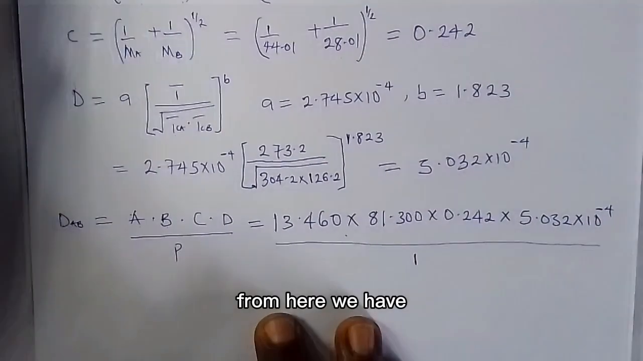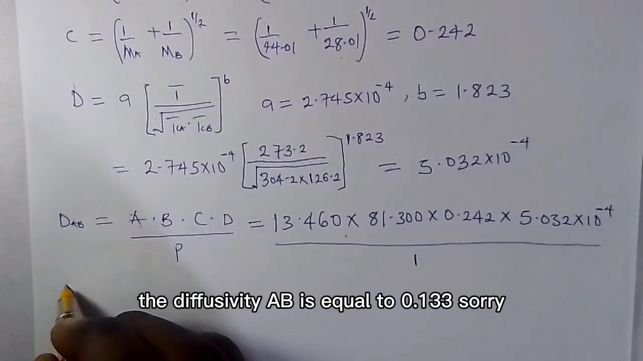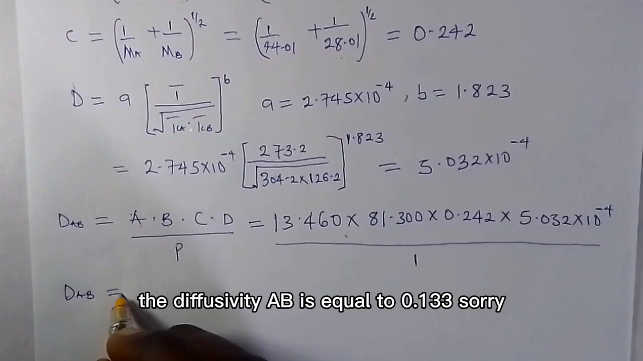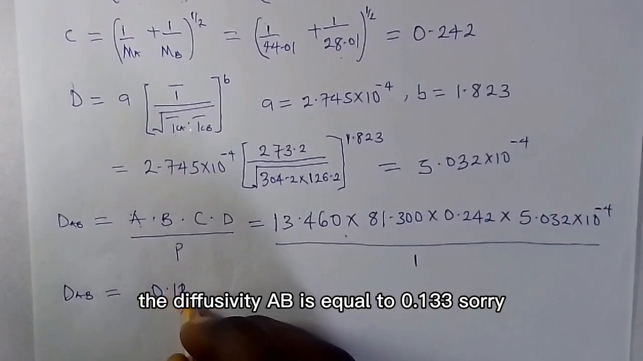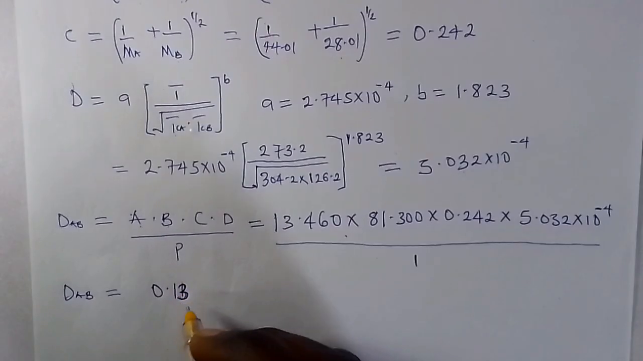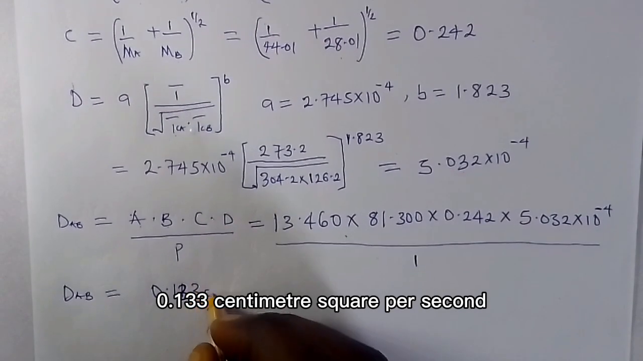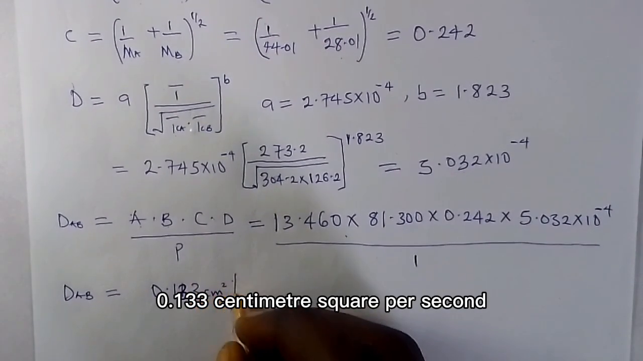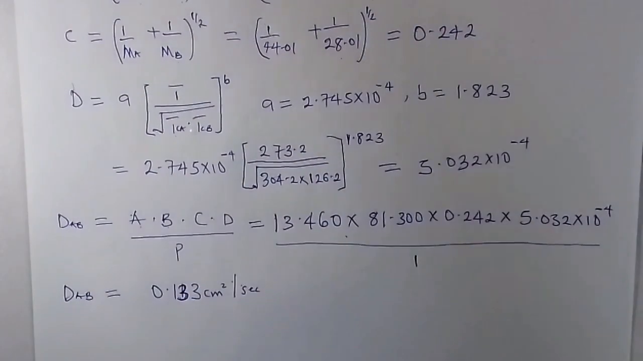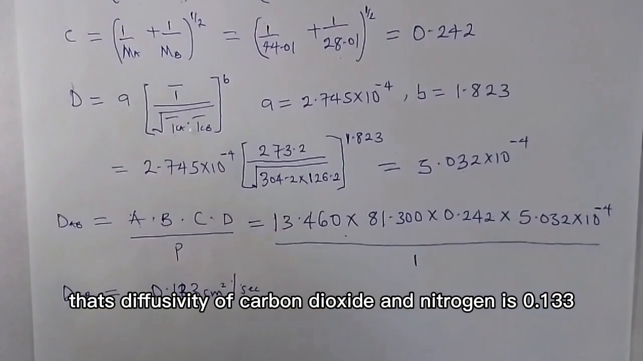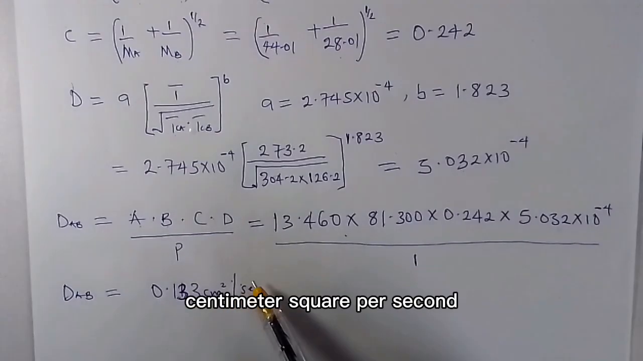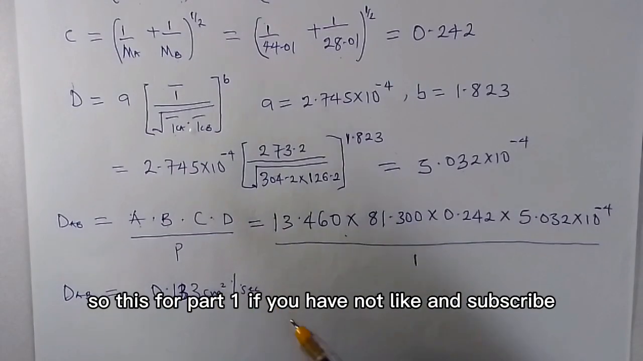From here we have that diffusivity AB is equal to 0.133 centimeter square per second. Using Slattery equation, the diffusivity AB, that is the diffusivity of carbon dioxide and nitrogen, is 0.133 centimeter square per second. So this is for part 1.